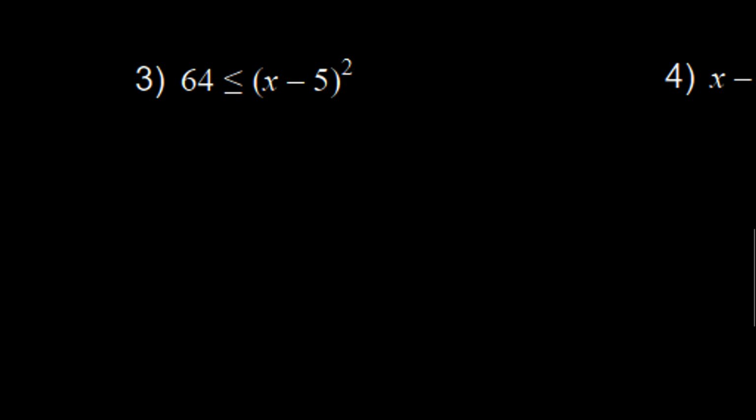What's a trick I could do? Can't I immediately get rid of that square on that right-hand side? How do you do that? What's opposite of squaring? I don't square both sides. Square root. So what's the square root of 64? Is it just 8? So what do I put? Plus or minus. And what happens to this left-hand side? The square and the square root cancel each other out. So I'm left with just x minus 5.